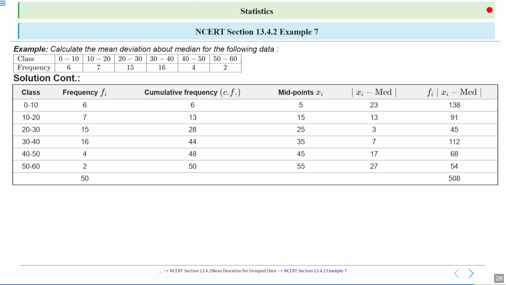Now, let's examine the completed working table. We have added columns for cumulative frequency, midpoints, and fi multiplied by the absolute value of xi minus median.